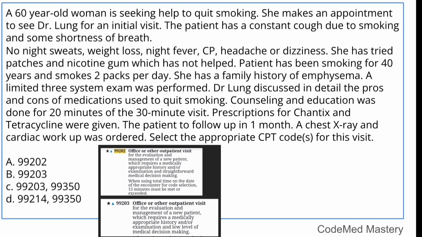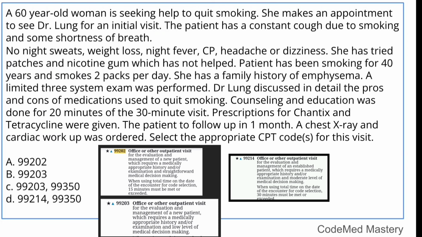In option C also, the first code is 99203. Let us check the first code in option D, 99214. 99214 is for an office or other outpatient visit for E&M of an established patient, which requires a medically appropriate history and a moderate level of MDM. 30 minutes must be met or exceeded.